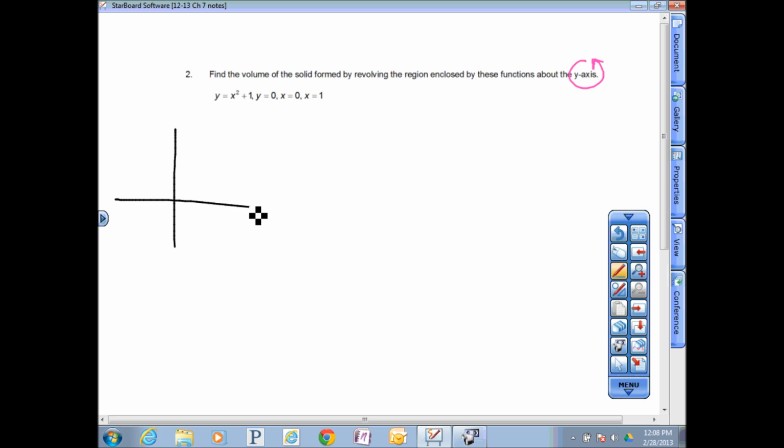So here we are again. Y equals x squared plus 1. That would be a parabola opening up. It would have a vertex at the point 0, 1. Y equals 0 would be the x-axis. X equals 0 would be the y-axis. X equals 1, pardon me, x equals 1 would be this red line over here someplace. So my region, it appears, is going to be in here somewhere.